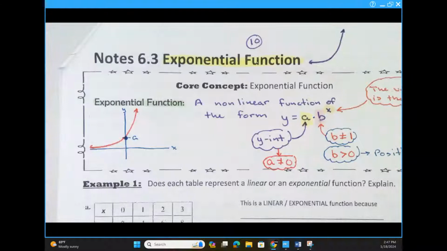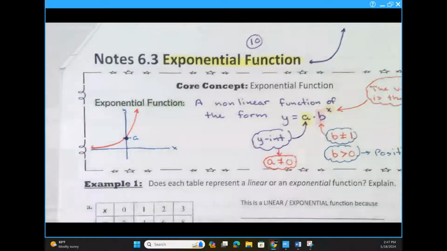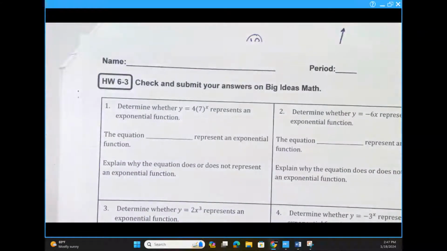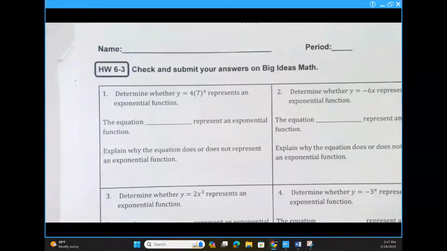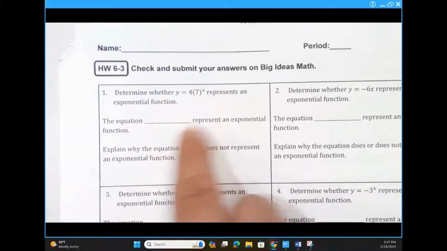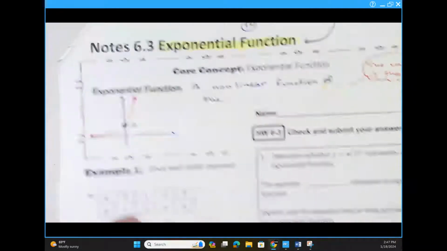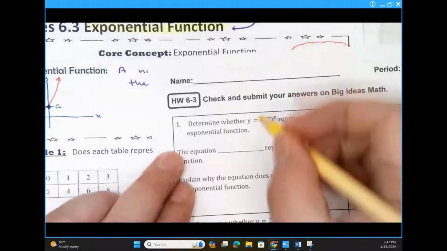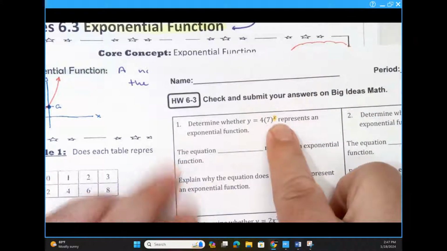So here's where the questions come up. In your homework, they're going to ask, is something an exponential? Yes or no. In fact, when you get your assignment, just want to show you here. Look at this question. Just want to show you in the homework. Determine whether this equation represents an exponential function. Well, there's only one place you should look. And this is why when you look at your homework, it says the variable is the power. There's the variable. Is it a power?